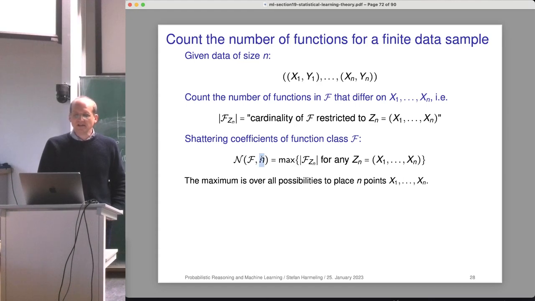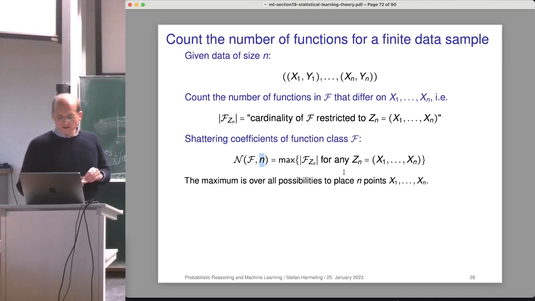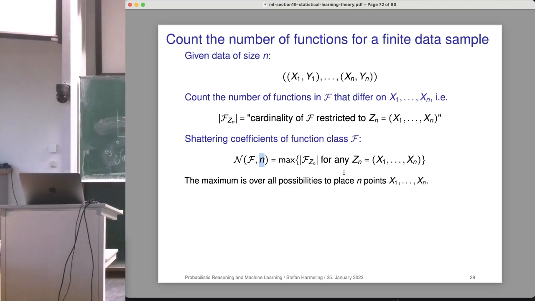So if I take n data points, basically I'm asking what is the maximum number of possibilities in which my function class can shatter the data points into two classes, okay? So suppose I'm in 2D, I'm looking at the linear functions. Then my shattering coefficient can be calculated. So for this situation, I can calculate this N(F, n).